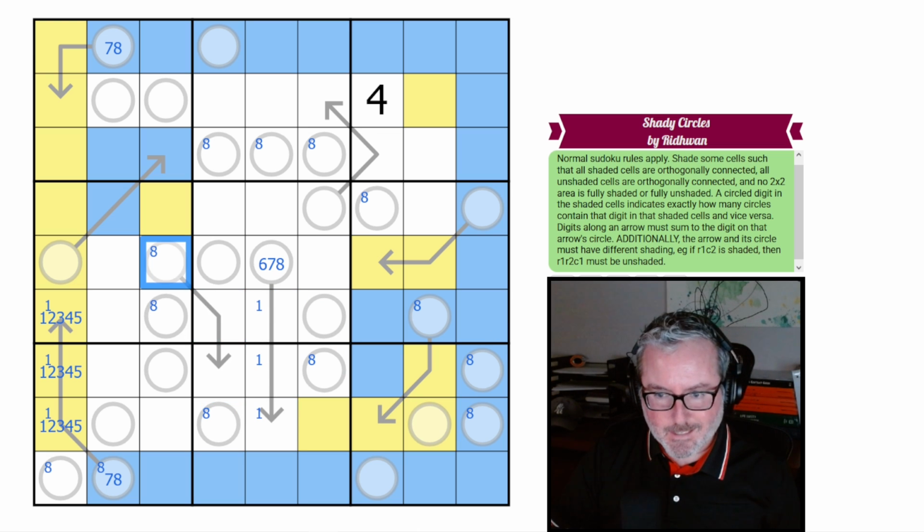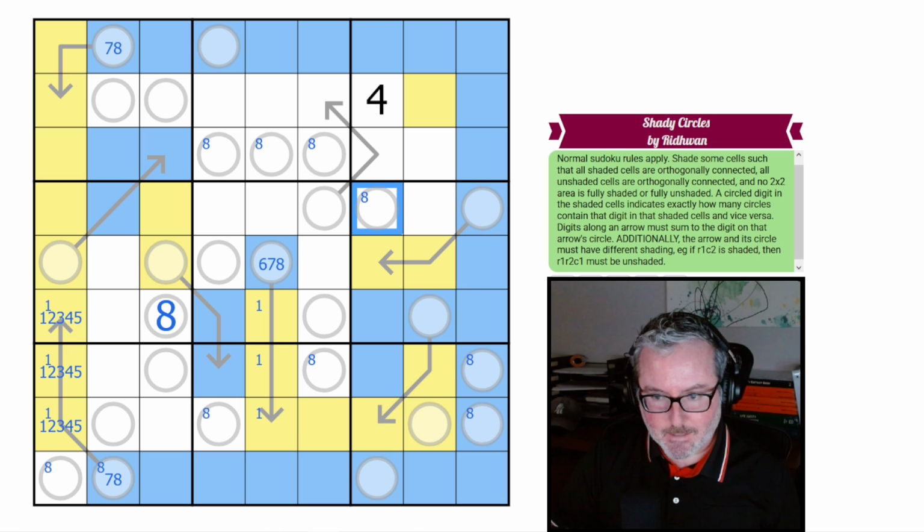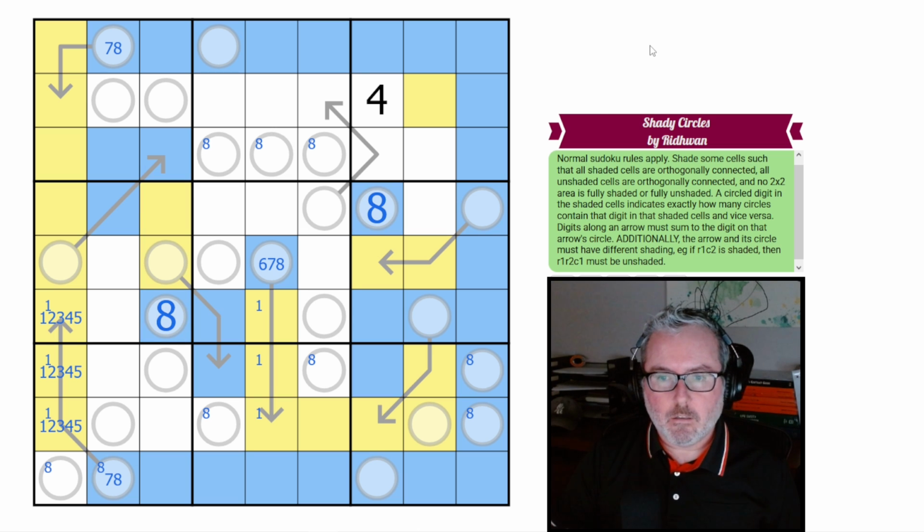Okay. So this is yellow. This is blue. This is yellow. This is blue. That was helpful. This is not an 8. This is. Therefore, this is not an 8. This is. This has to be, well, both of these have to be blue. Okay. We're making a little bit of progress now. Good.